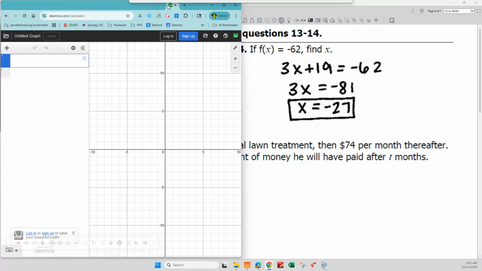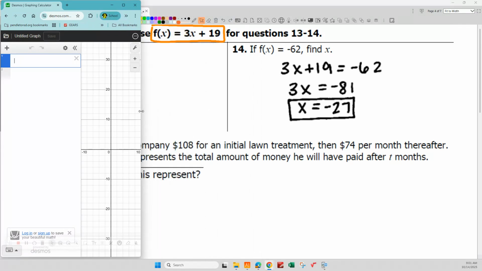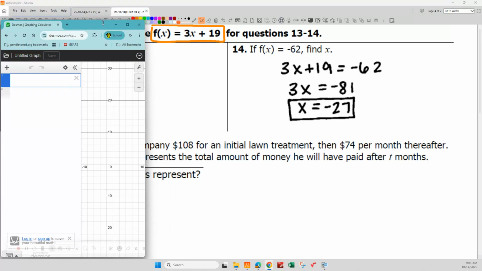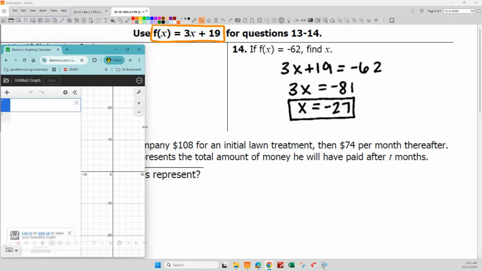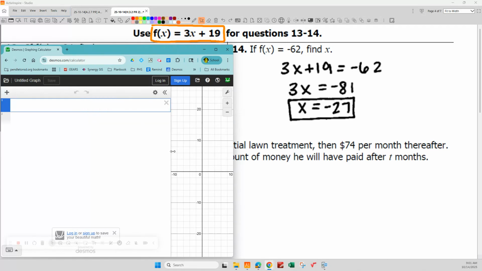where they give us a function and they tell us the output value and they want us to find the corresponding input value. So what do you think? Any ideas? What could I do there?